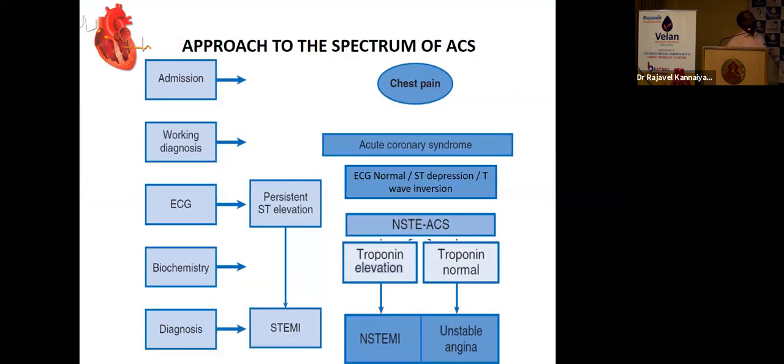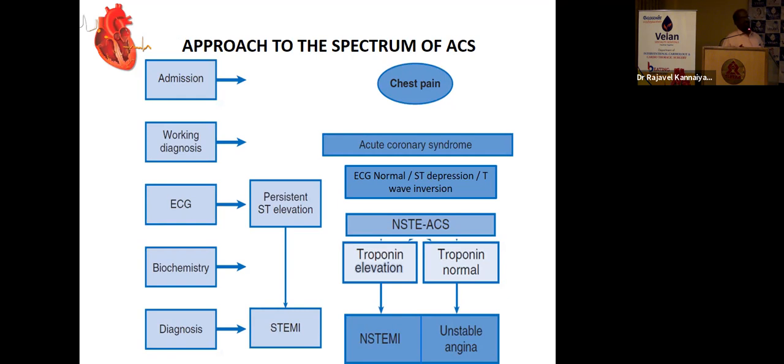Next. How do you approach a patient with acute coronary syndrome? First, on admission in the emergency room, the patient presents with chest pain. Then we have to make a working diagnosis, whether the chest pain is due to ST elevation or non-ST elevation MI. If the patient's ECG doesn't show any typical changes, only ST depression or non-specific changes, we have to do a troponin test, Trop-T or Trop-I. If it is elevated, it is a non-ST elevation MI. If it is not elevated, it is unstable angina.